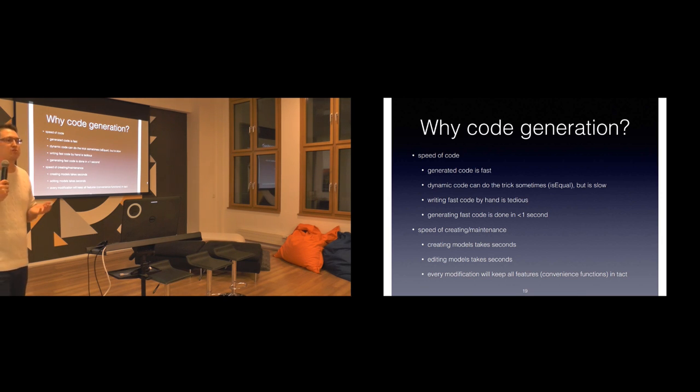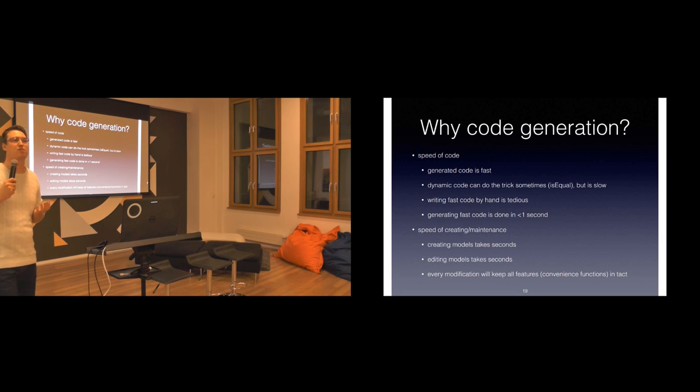So why code generation in general? Well, it gives you fast code. Sometimes dynamic code can do the trick. For example, I implemented some class for automatic description, or automatic equal, which would just compare all the properties. You can do this, but in general, this is not as fast as statically generated code.